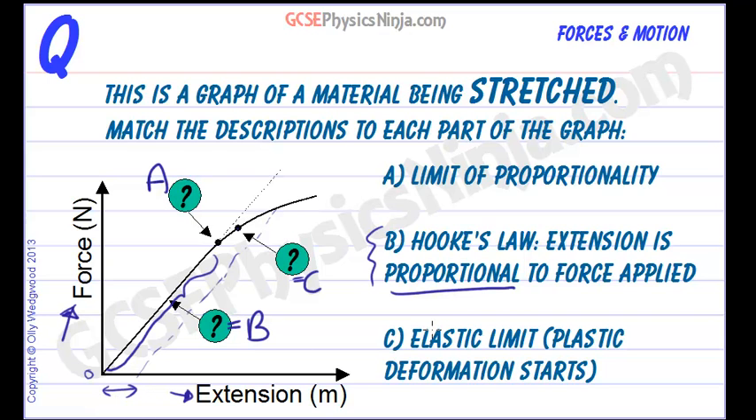Okay, so that's a good graph to have at your fingertips. And remember that Hooke's law is the straight part of the graph where it goes through the origin and then up to the limit of proportionality, after which Hooke's law will not work.